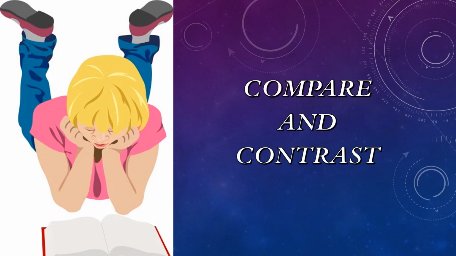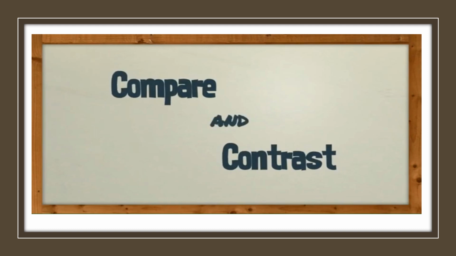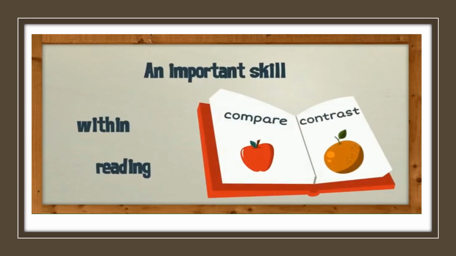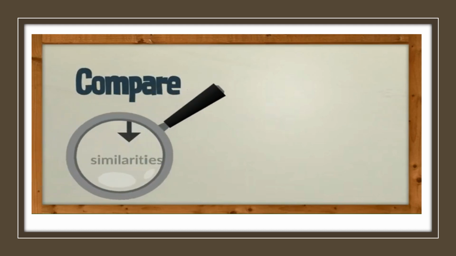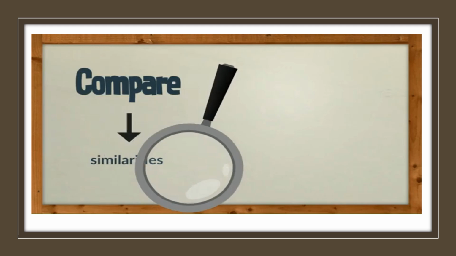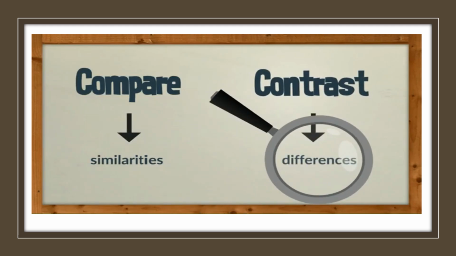Let's compare and contrast. An important skill within reading is being able to compare and contrast. It helps us to organize information more efficiently. It's also an important skill in our everyday lives. What does compare and contrast mean? To compare means to identify similarities between two or more things. To contrast means to identify differences.